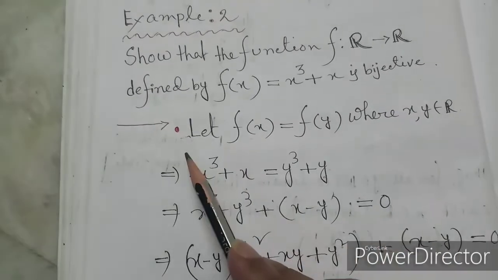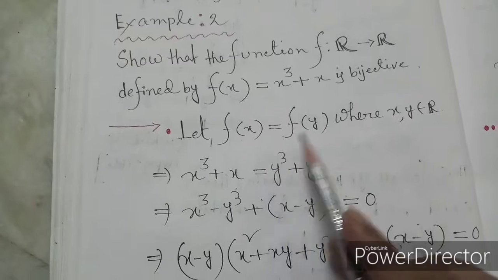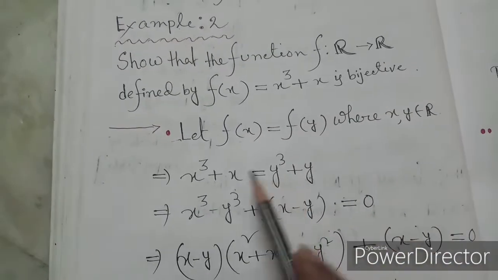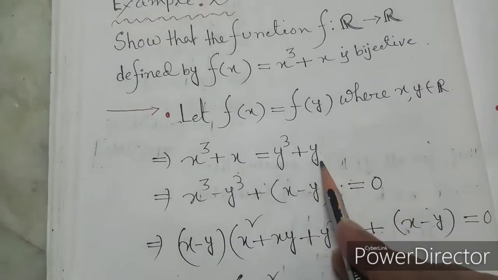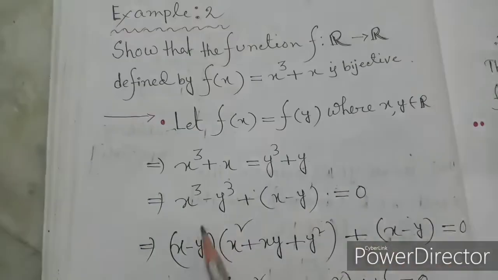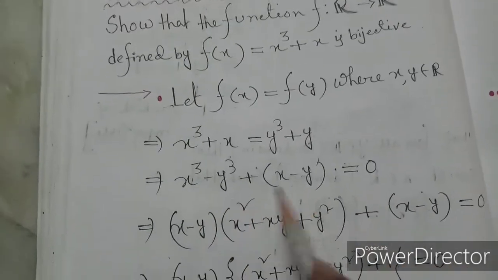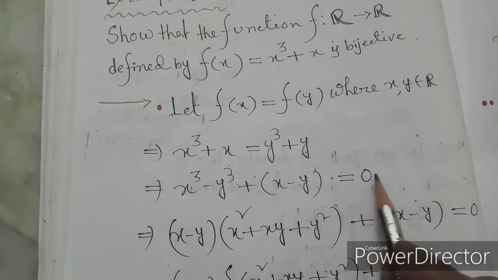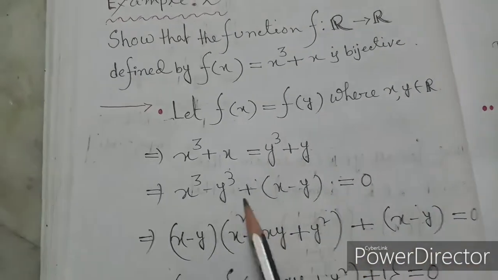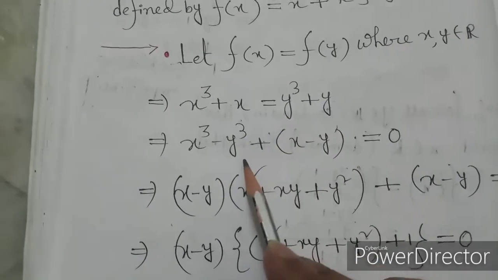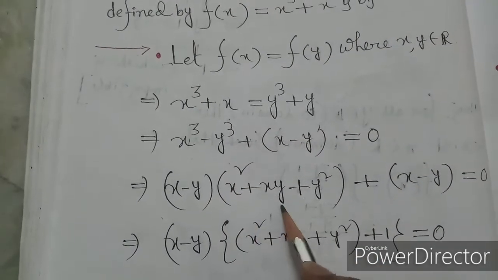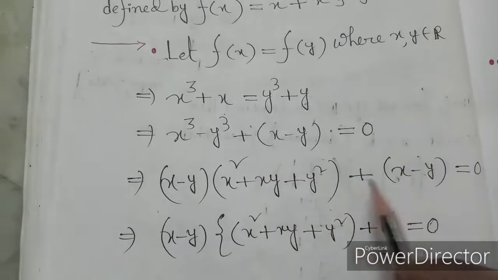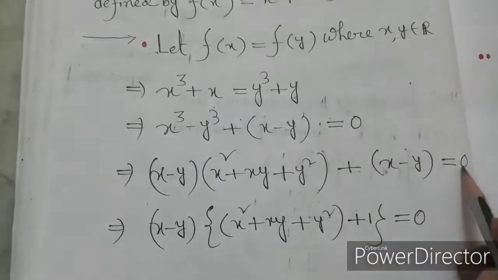Now the injectivity part. Let f(x) equal f(y), which implies that x cube plus x equals y cube plus y, which implies that x cube minus y cube plus x minus y equals 0, obviously. So now what is the formula? x cube minus y cube means (x minus y)(x square plus xy plus y square), plus x minus y, that is equal to 0.